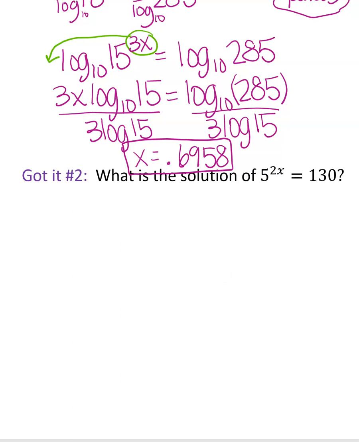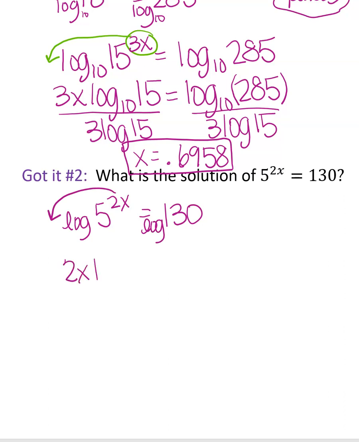So got it question number 2. 5 to the 2x equals 130. So we will take the log of each side, and we'll bring the 2x down in front. So it's going to look like this. 2x log 5 equals log 130. To solve for x, we'll divide by 2 log 5.